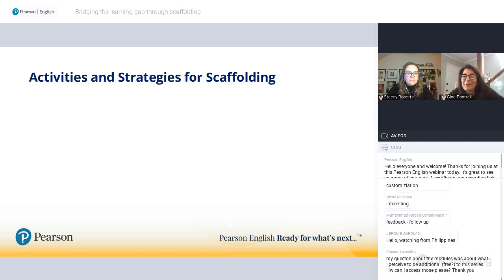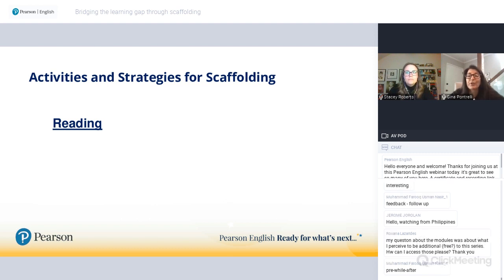Now let's look at some examples of scaffolding activities and strategies for reading and writing. Reading: students often come to the English classroom with undeveloped reading skills, which they may bring from their first language. These scaffolding steps can help students tackle written texts and be transferred to the mother tongue as well.